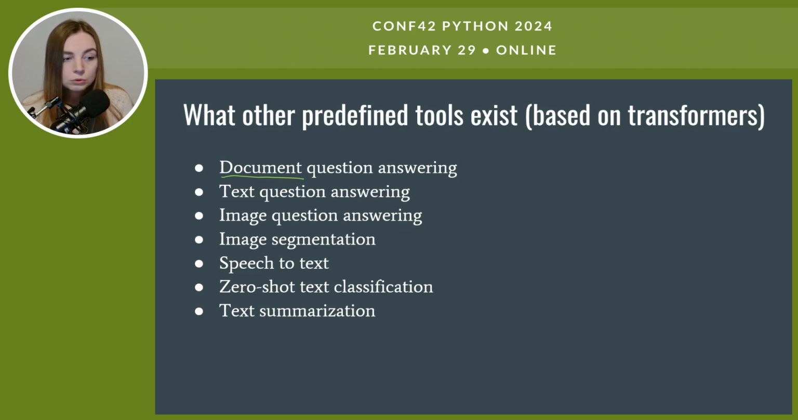And under the hood, the transformers model which is used for it is Donut. The next is text question answering. So you can have a long text pasted in a string format, and you can ask the question based on it. And the transformers model used for this task is Flan-T5.